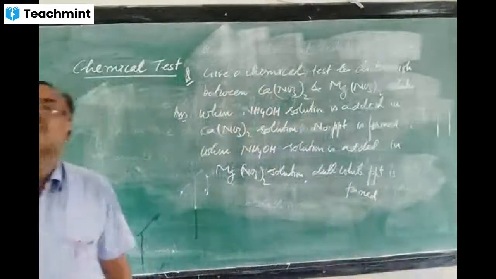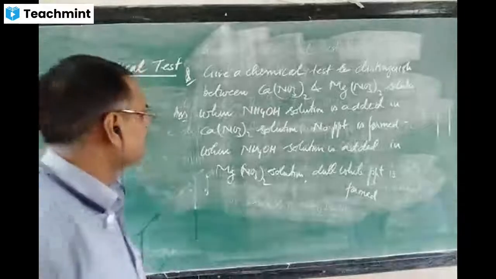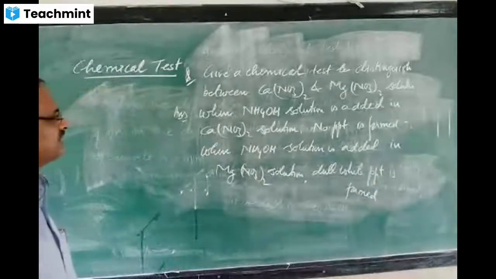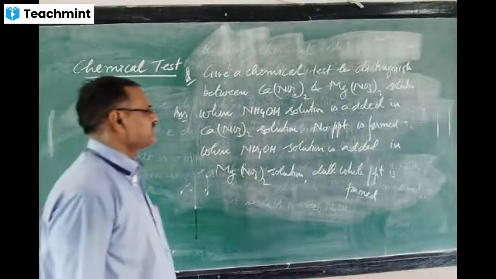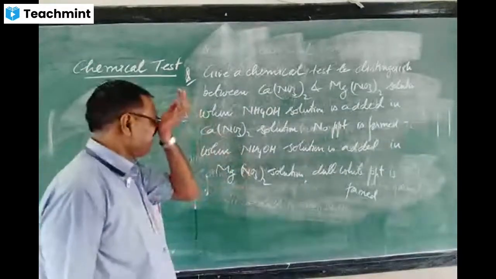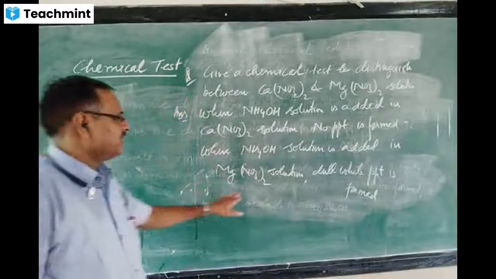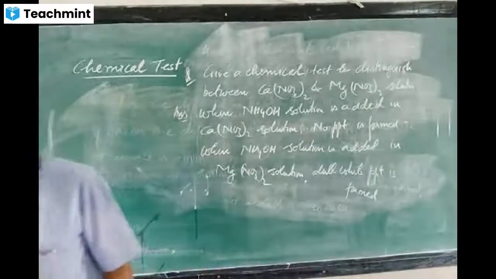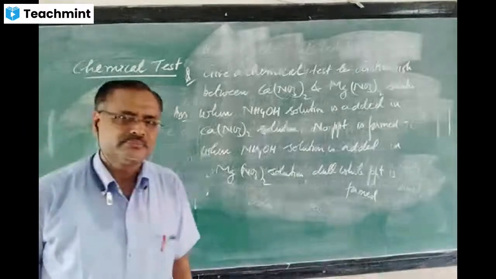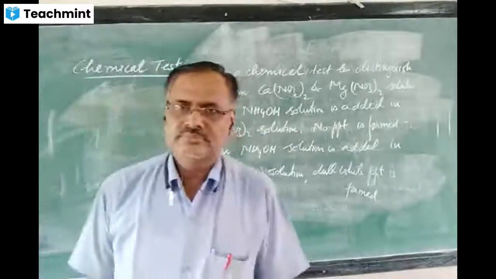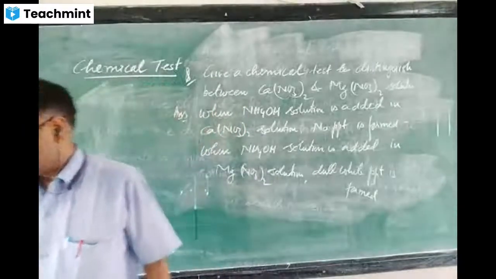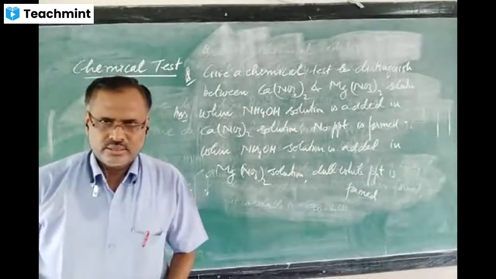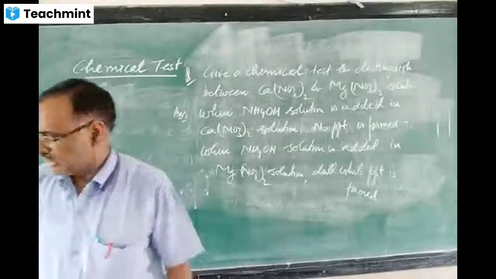Note down. When ammonium hydroxide solution is added in calcium nitrate solution, no precipitate is formed. When ammonium hydroxide solution is added in magnesium nitrate, a dull white precipitate is formed. Is the answer clear to all of you? Yes. Now the next question.